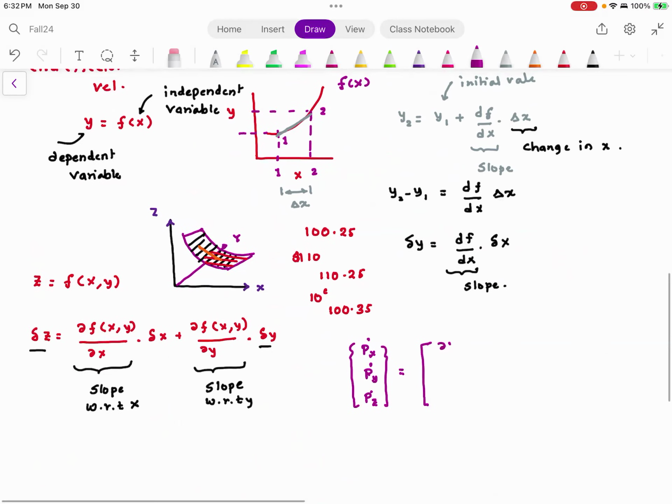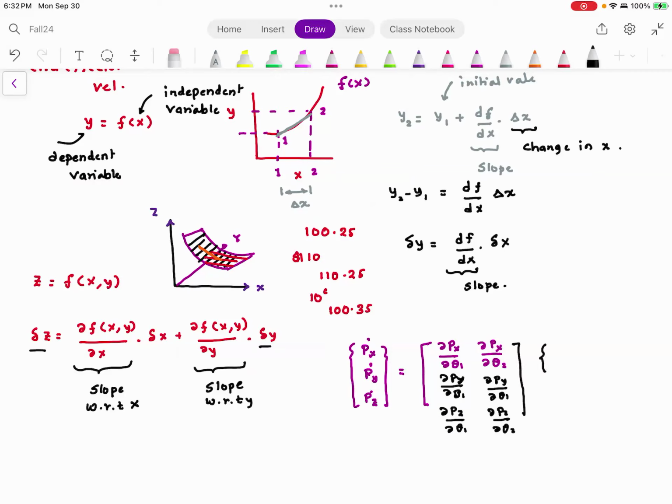So this will be given as partial px divided by partial theta 1, partial px with respect to partial theta 2, partial py with respect to partial theta 1, and the last row is partial pz with respect to partial theta 1, partial pz with respect to partial theta 2. And this is the real definition of the Jacobian, multiplied by theta 1 dot and theta 2 dot. And it's very easy to remember. Note, the change is in the quantity of px. So here you have px, here you have py.